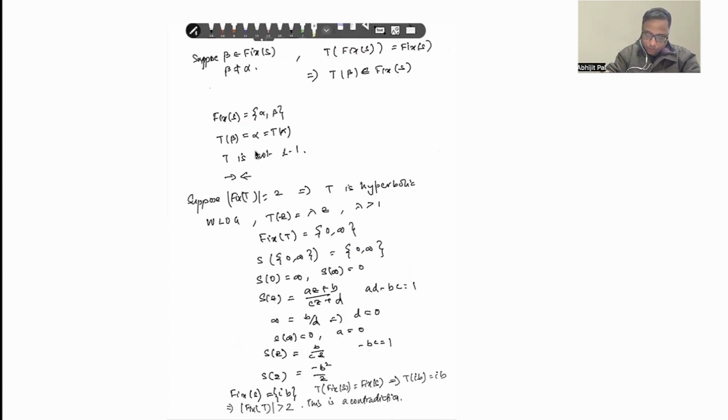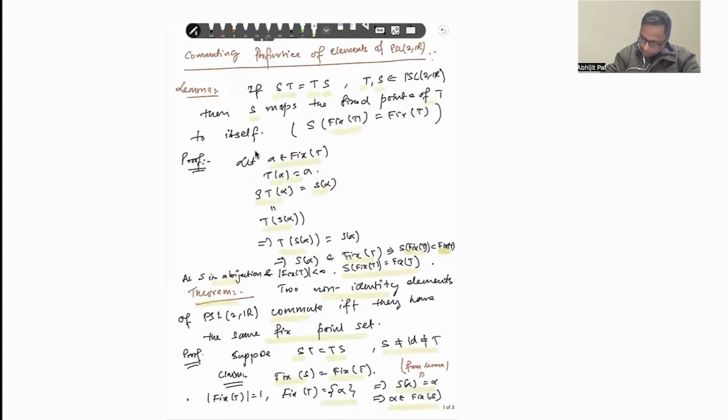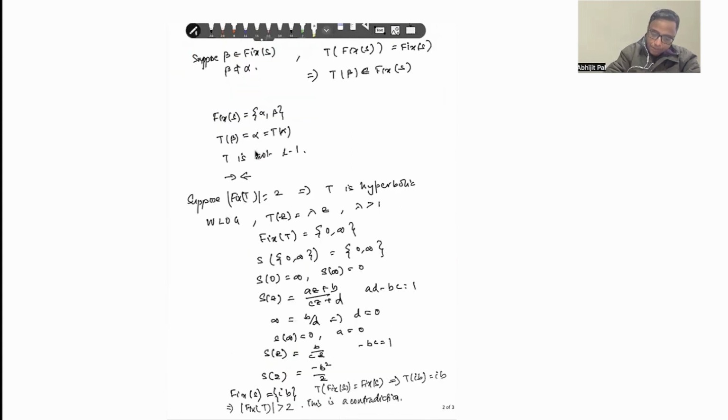What we are going to show is that the cardinality of the fixed point set of S is just 1, so it is again a singleton set. We have already proved that alpha belongs to the fixed point set of S. So we'll prove that the fixed point set of S is just the singleton set alpha. Suppose we take another beta belonging to the fixed point set of S, with beta not equal to alpha. Again, by the previous lemma, T of the fixed point set of S is equal to the fixed point set of S. So this means that T of beta belongs to the fixed point set of S. And because S is a Mobius transformation, the cardinality of its fixed point set is less than or equal to 2.